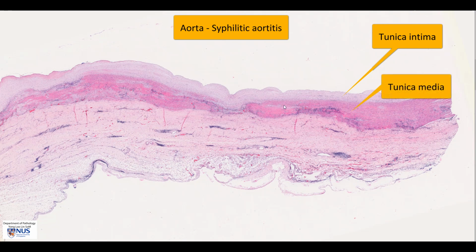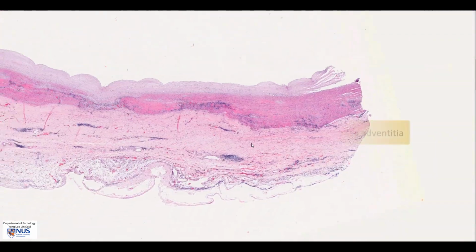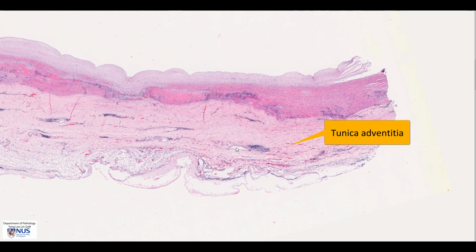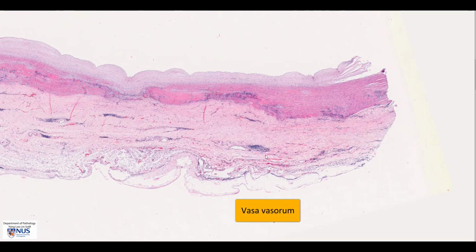And then we have the tunica media, which is this bright pink layer that is composed of smooth muscle bundles and lots of elastic tissue as well. And then finally, we have the tunica adventitia. This is the outermost layer in which the small vessels, vasa vasorum, that supply blood to the aorta itself are located. Let's have a quick look at the normal aorta first.